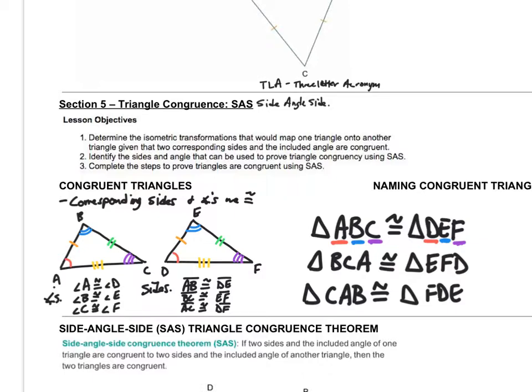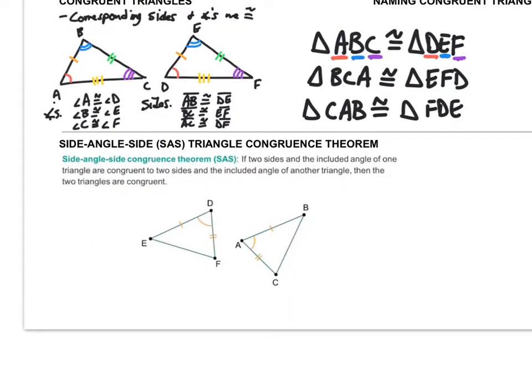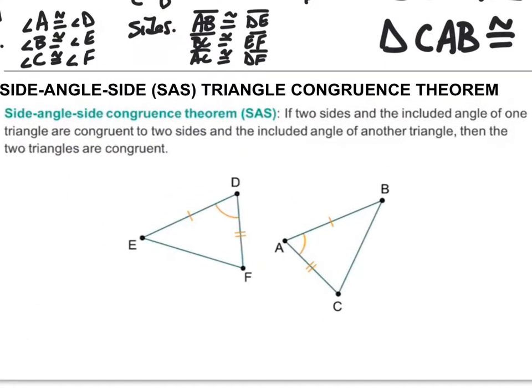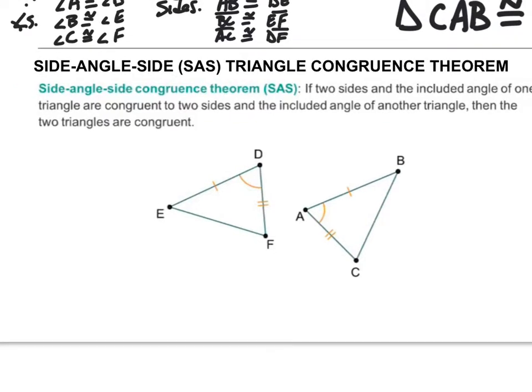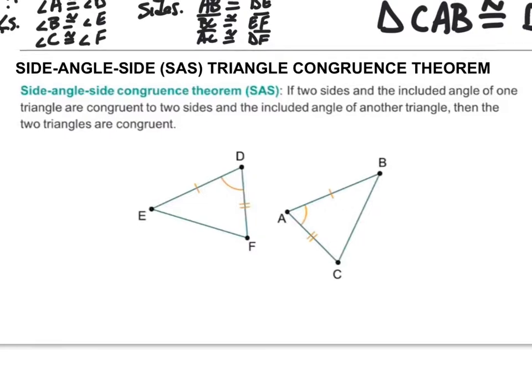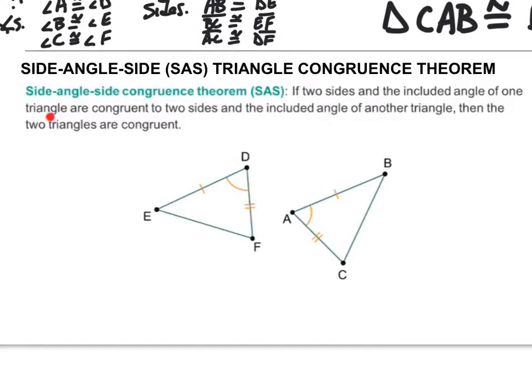Okay. So now let's quickly talk about what side angle side congruence means. And we'll do an activity about this in class at some point. But the definition says, if two sides and the included angle of one triangle are congruent to two sides and the included angle of another triangle, then the two triangles are congruent.